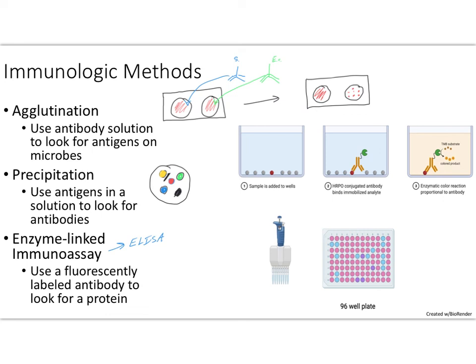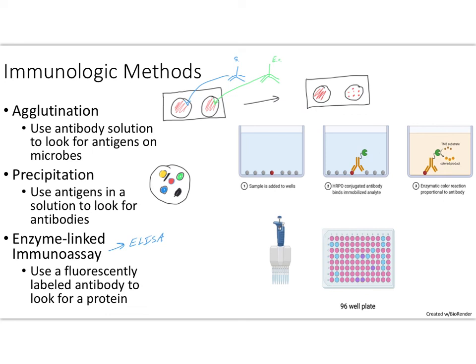What we do is we take a sample from 96 different people. We put each sample into its own well, and then we can use a pipette that has multiple different tips on it, and we expose the sample in each well to the fluorescently labeled antibodies, and we let it sit for a little bit. We check for color change. If in this case it stays pink, it was a negative. If it turns blue or purple, it was a positive.